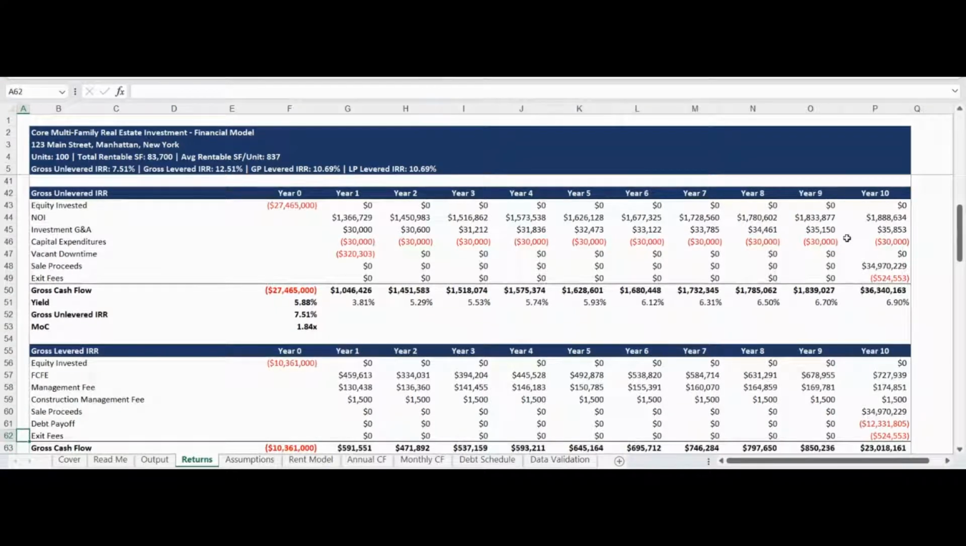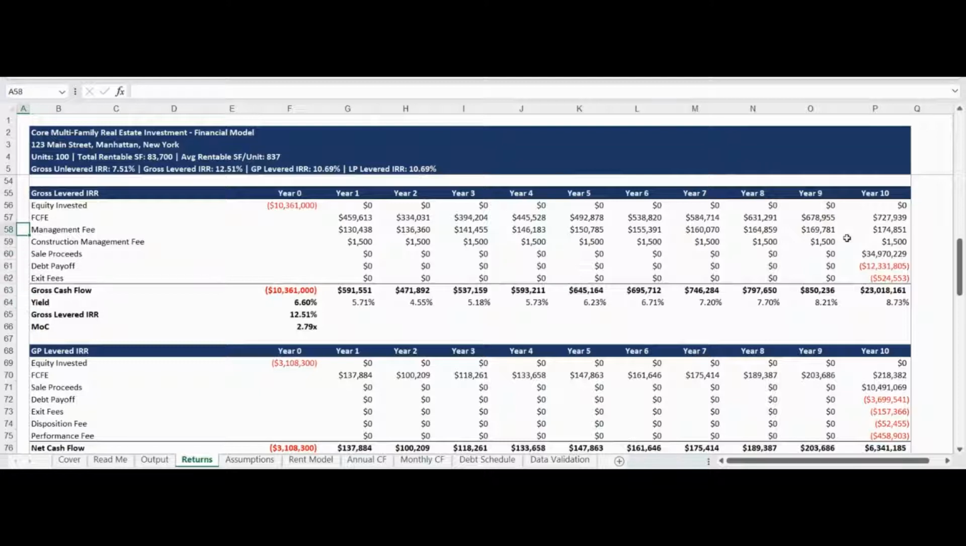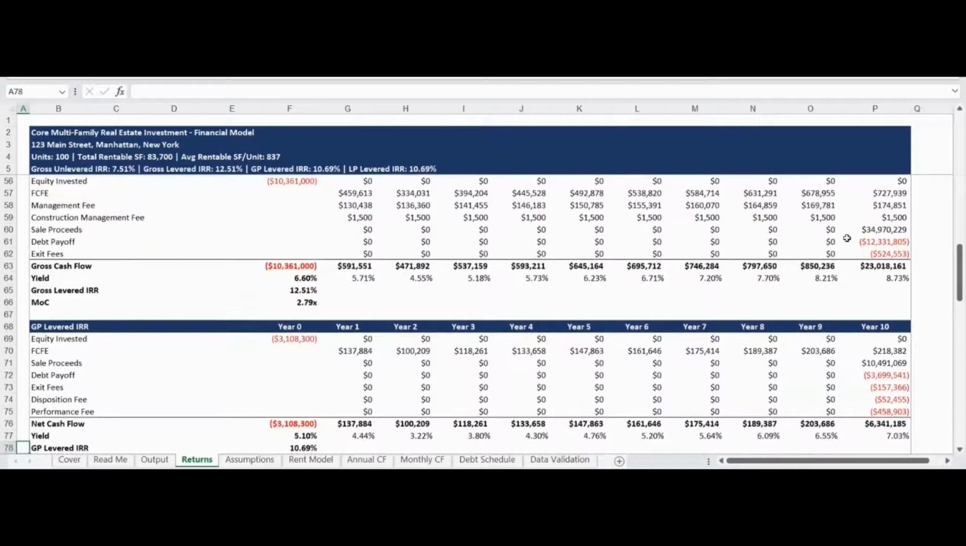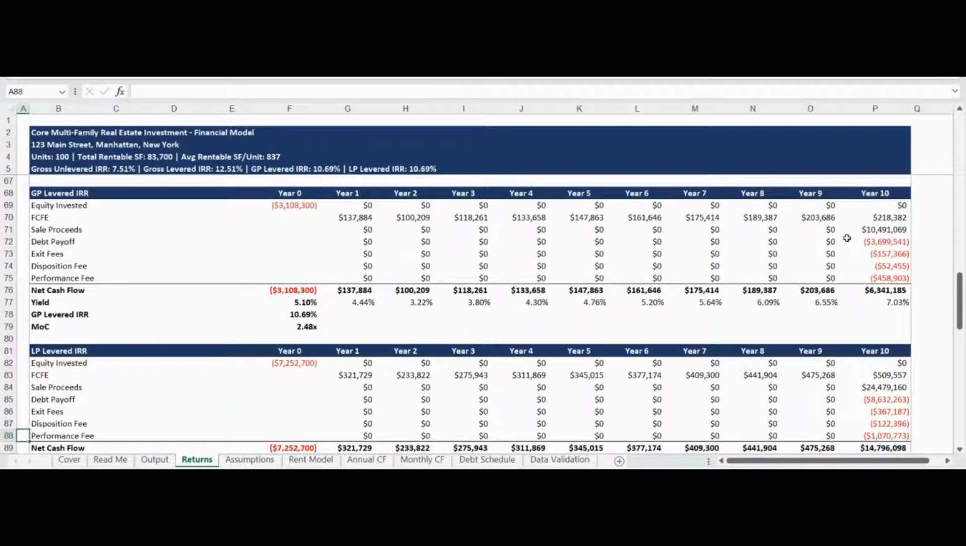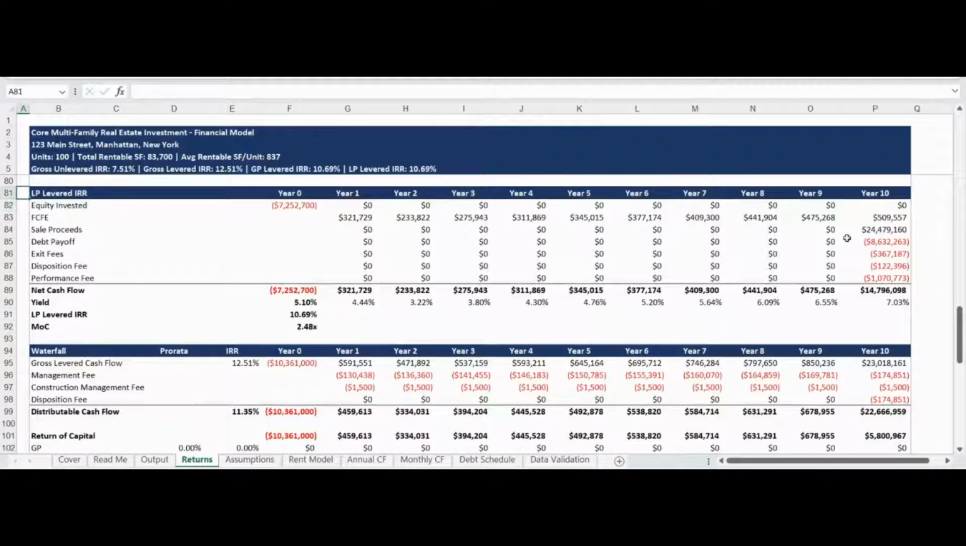Now that we have the pro forma cash flow and free cash flow to equity, the deal level gross unlevered and levered returns are detailed. Each return table shows the levered and unlevered net cash flow, yield, IRR, and multiple of capital. Following the deal level levered and unlevered returns, the general partner and limited partner returns are showcased. The returns are presented in the same format as the deal-level returns and includes the calculation of net cash flow, yield, IRR, and multiple of capital for the general partner and limited partner.